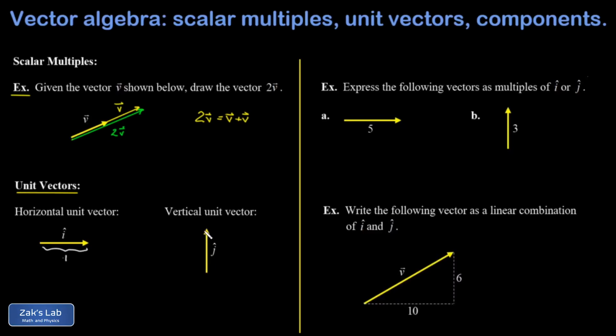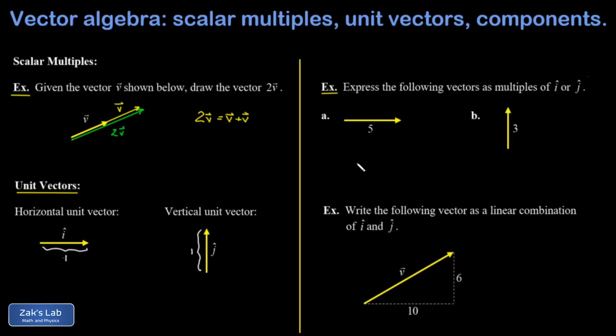The next one is a vertical unit vector. That has a length of 1 and points in the positive y direction, and we call that j hat. And if we're in a three-dimensional space, we would just have another unit vector pointing in the z direction, and that's called k hat.